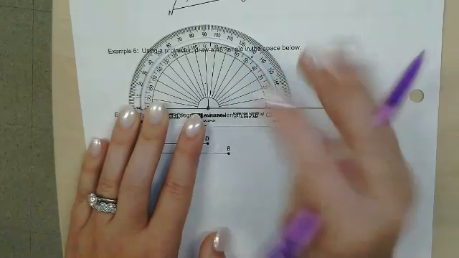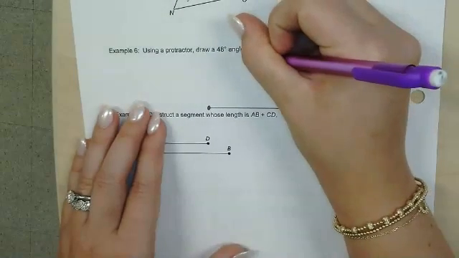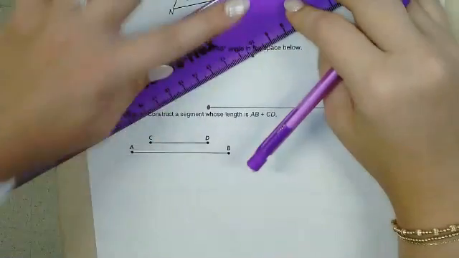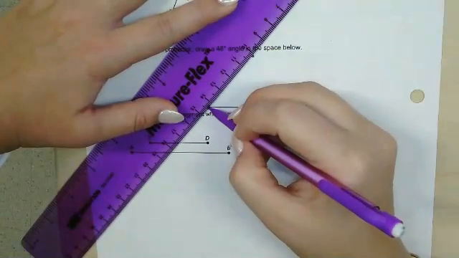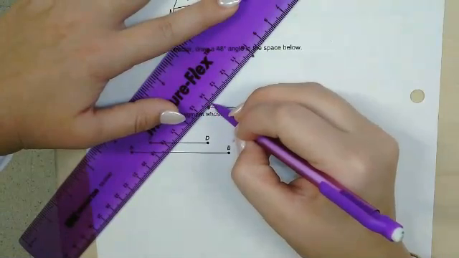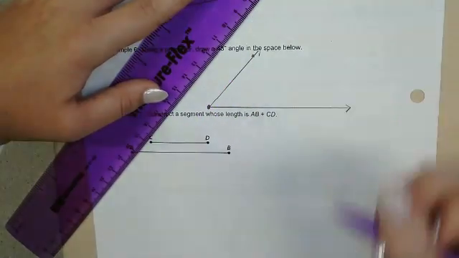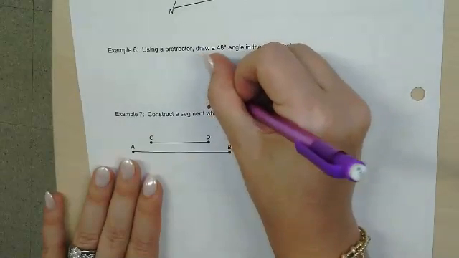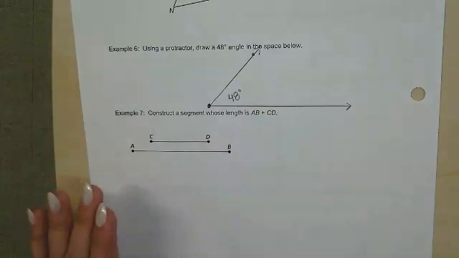Okay. And then, now that you have these 2 points, you're going to take your straight edge and just connect the 2 of them. Okay, and this should be approximately a 48-degree angle. You just find 48 on here? And just make yourself a little point.